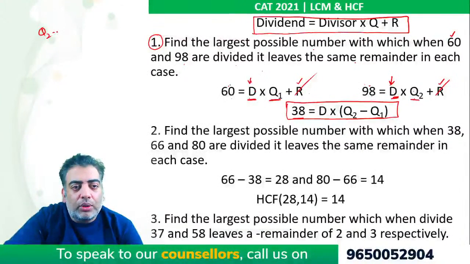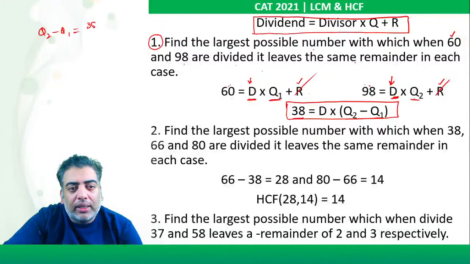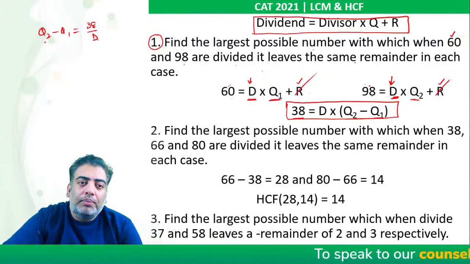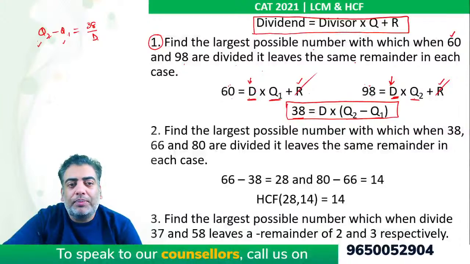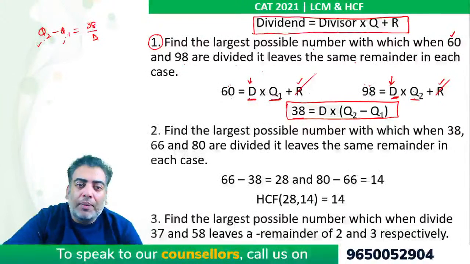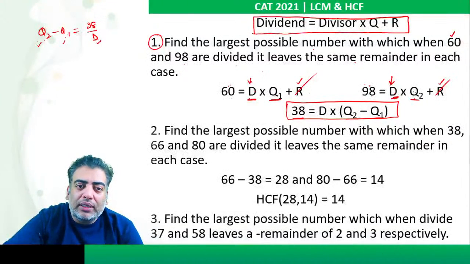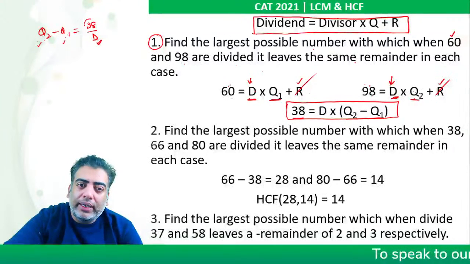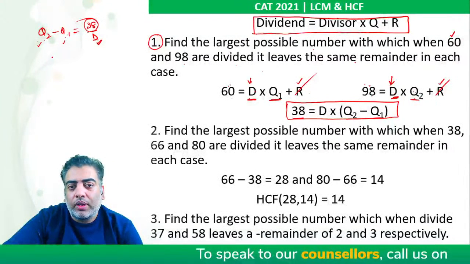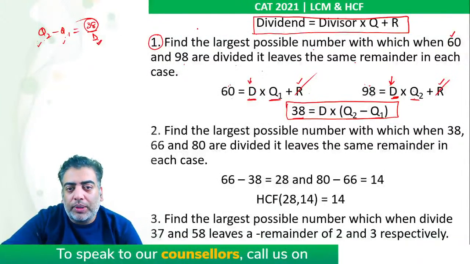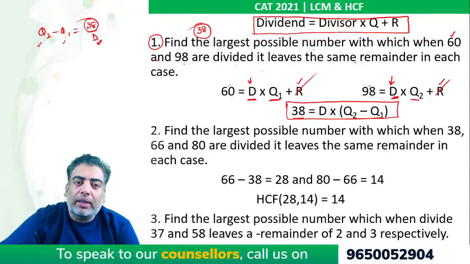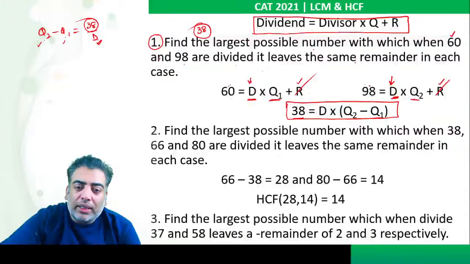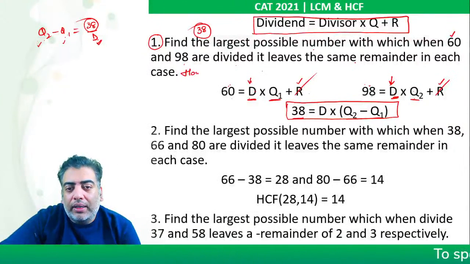So Q2 minus Q1 comes out to be 38 divided by D. Because quotients are always integral values, their difference must be an integral value, which means D must cancel out completely from 38, and we are required to find the largest value of D. So what will it be? This number itself, right? So in this case, the largest possible number that can divide 60 and 98 and give the same remainder comes out to be 38.